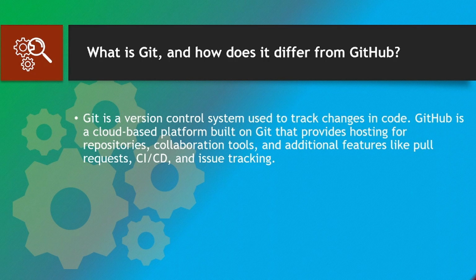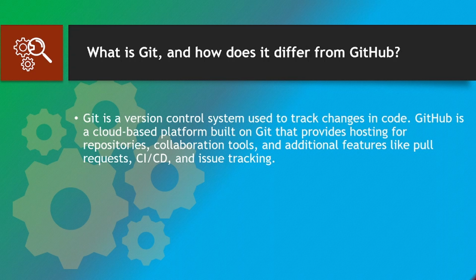What is Git and how is it different from GitHub? Git is a version control system used to track changes in code. GitHub is a cloud-based platform built on Git that provides hosting for repositories, collaboration tools, and additional features like pull request, CI/CD, and issue tracking.